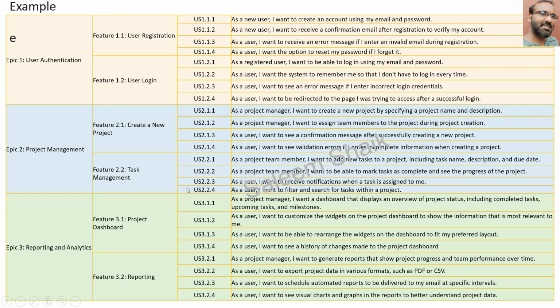To see the task management, what are the different user stories that can be created from this feature? As a project team member, I want to add a new task to a project, including the task name, description, and due date. Second user story, I want to be able to mark a task as complete and see the progress of the project. I want to receive a notification when a task is assigned to me. I want to filter and search for the tasks within the project. Similarly, for reporting analytics as well, this epic is divided into two features, project dashboards and reporting. Under the project dashboard, again subdivided into different user stories. And the reporting as well is divided into different user stories.